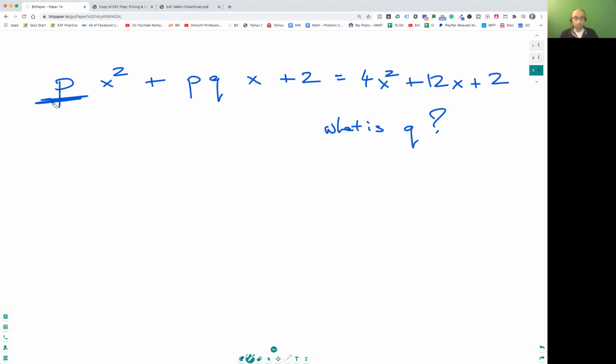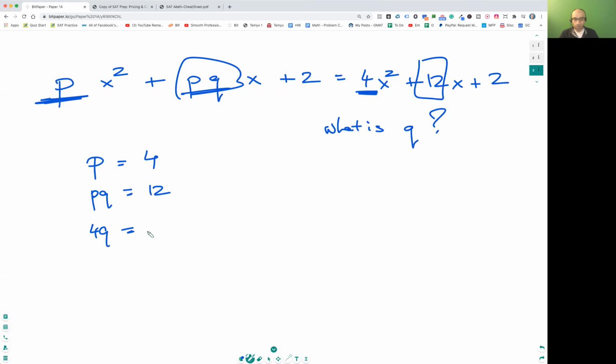So what you've got to do is compare this with this. So you write down p is equal to 4. Then you compare this with this. Why do you compare it? Because it's the coefficient of the x term. So pq is equal to 12. Now p is equal to 4, so just substitute inside here, so you get 4q is equal to 12. There's kind of a system of equations going on over here, okay? And then q is equal to 3.